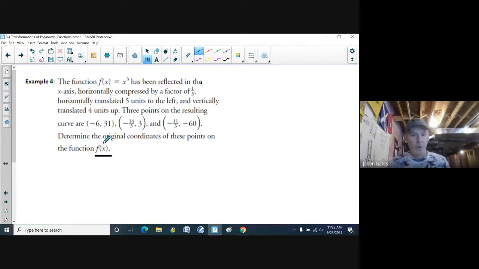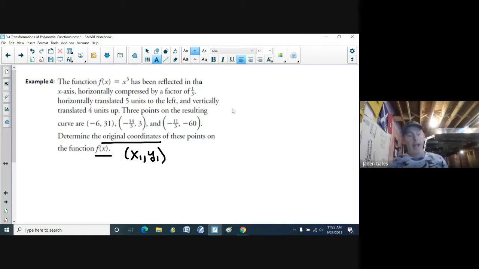So again, for the original coordinates, we're looking for x1 and y1, using those equations again. These are three different sets of x2 and y2. Now, we've got a bunch of words up here, and this is going to help me figure out my a value, and k and d and c.